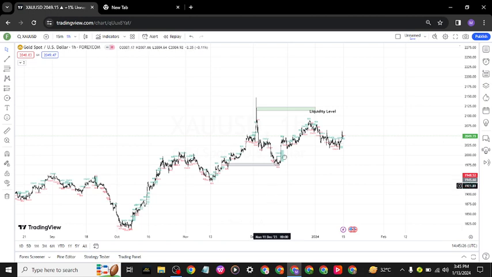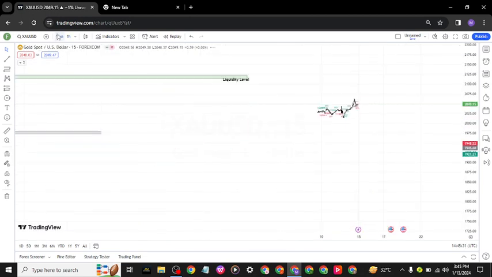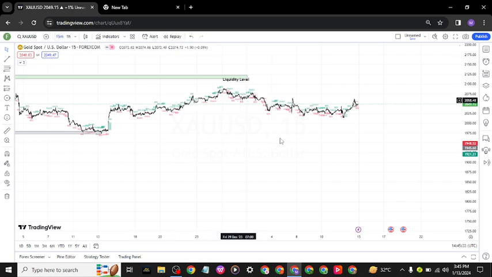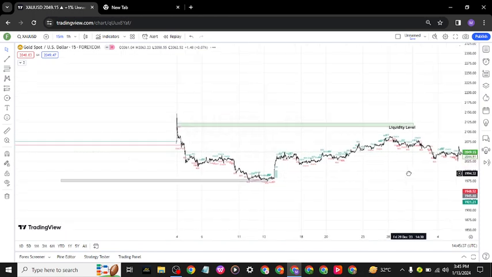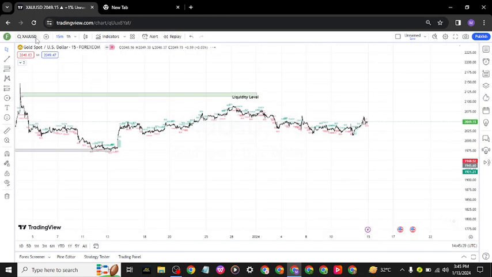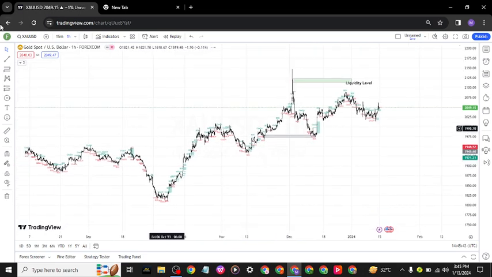To see the market structure, as you can see here, it's in an uptrend. But if you are seeing it from the 15 minutes time frame, it's somehow in a downtrend. Looking at it from the 15 minutes time frame, it's in a downtrend. So let's see from the 1 hour time frame. It's an uptrend. Let's just put our trend line here.